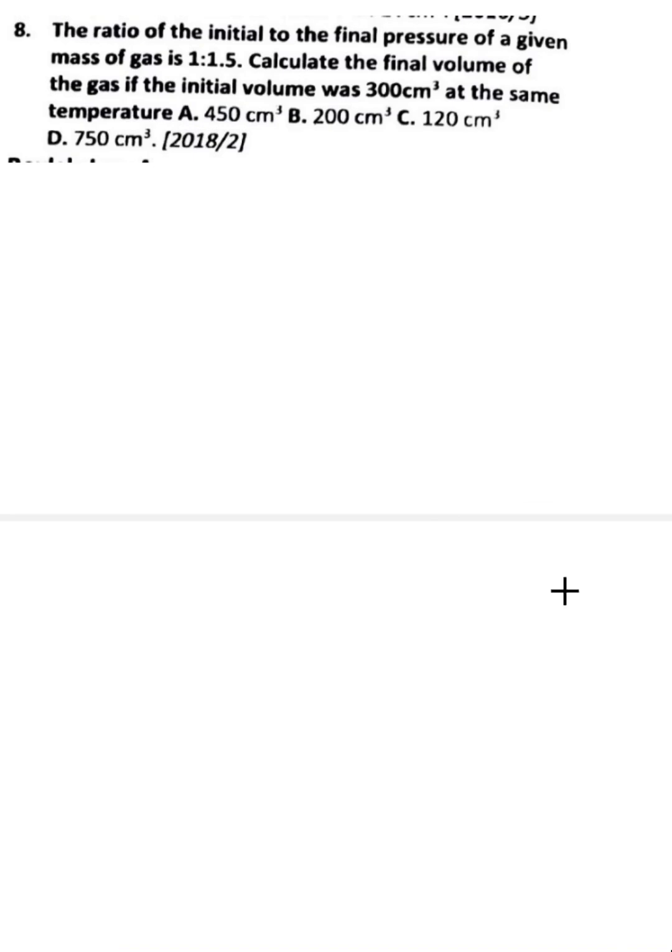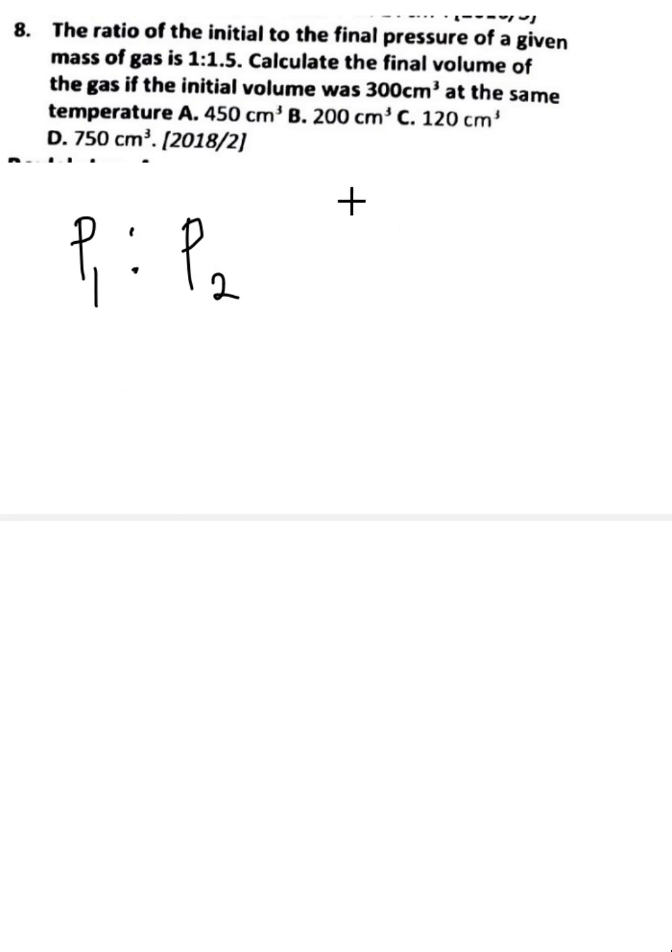Okay, see this question now. This question is almost tricky, but do not fear. Now, it is a very simple thing. Just try to understand that very well. Read that now. It says the ratio of the initial to final pressure of a given mass of gas is 1:1.5. Listen. The ratio of the initial pressure P1 to the final pressure P2. Now this is the right ratio.